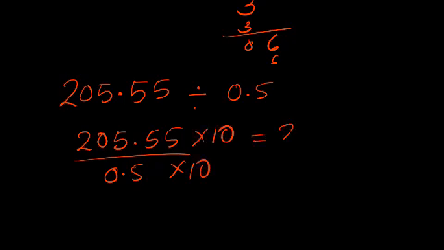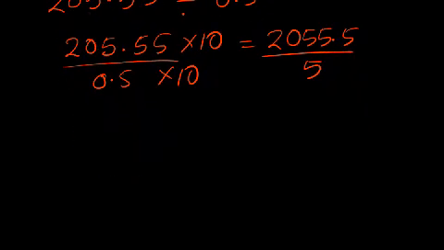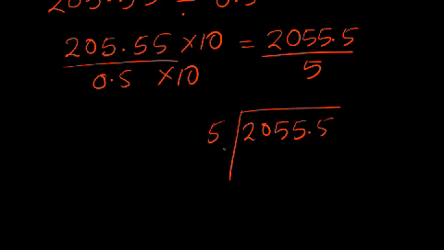So the question changes to 2055.5 divided by 5. Is it? Then how can you do this? Set up the problem like this. 2055.5 divided by 5. Then how many 5s are in 2? No 5s. How many 5s are in 20? 4. So 4 times 5 is 20.